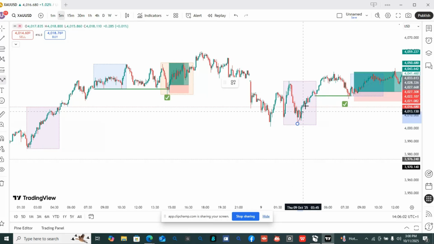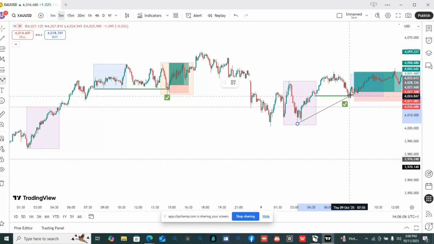This thing happened during the Asia session. So price moves up and came down. Then during the London session, you can see how price took out the liquidity here and gave a bullish engulf candle here. Okay, and I took a buy. This matched my take profit.